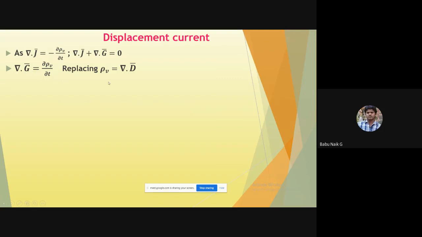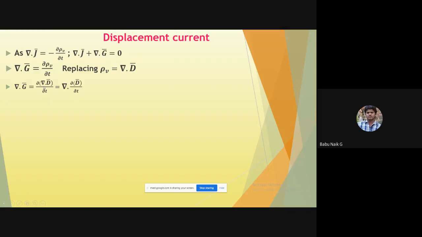Now with this equation, let us replace using our first Maxwell equation, rho v is equal to del dot D bar, which we know is the divergence for the electric field. So after replacing rho v here, del dot G bar is equal to dou by dou t of del dot D bar.